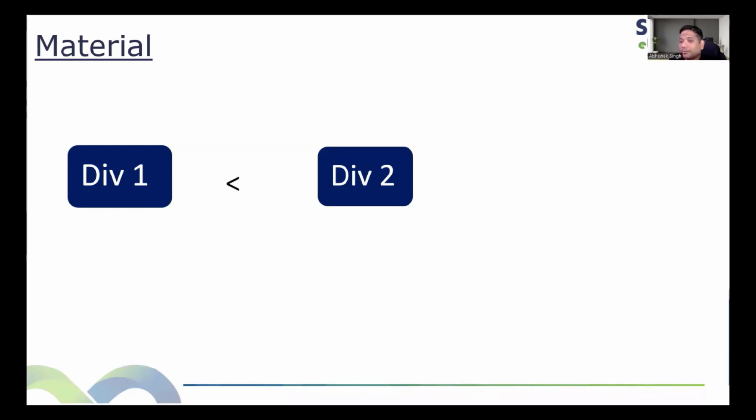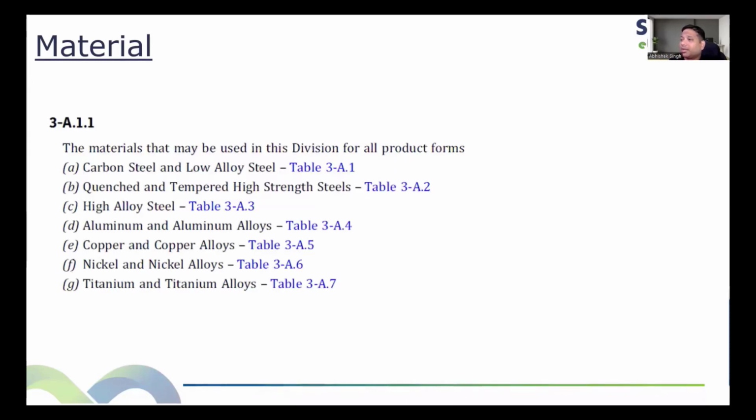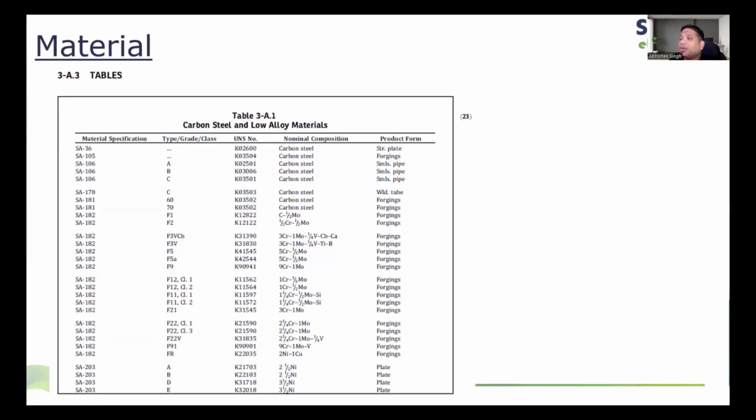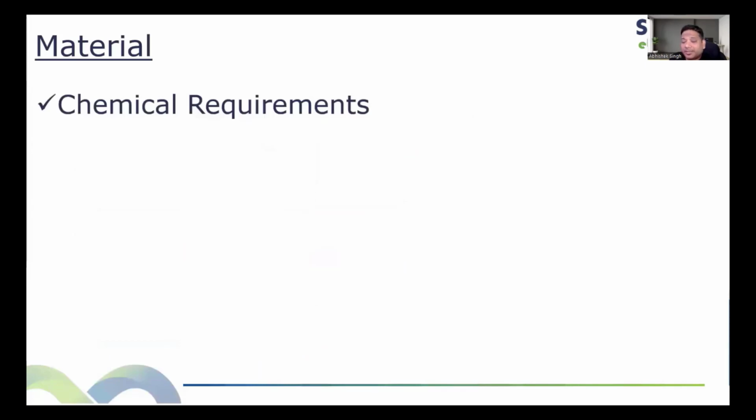If you just look at the structure, it is very clear. It refers to different tables for different types of material. Like carbon steel, you have a table. Quenched and tempered, you have a table. High alloy steel, you have a table. You just go to that table and you'll see all the allowable material specifications. So that way it is very similar to Division 1. Every material is listed very properly. But then there are lots of limitations, if we talk about a few of them.